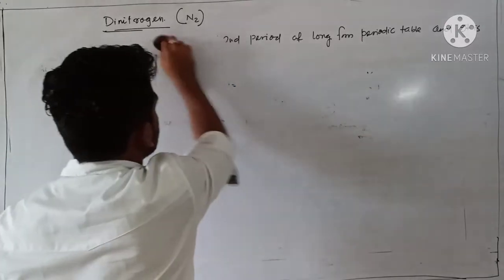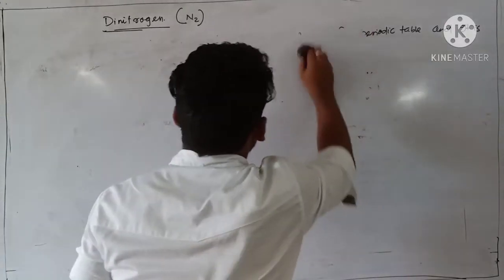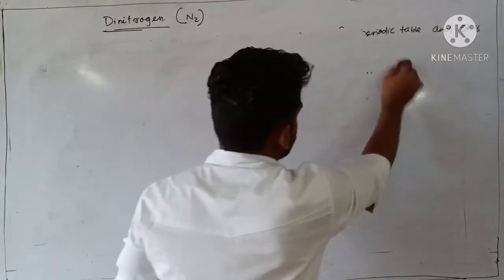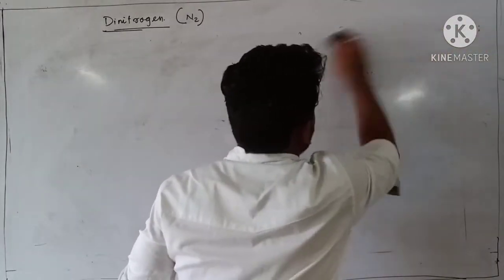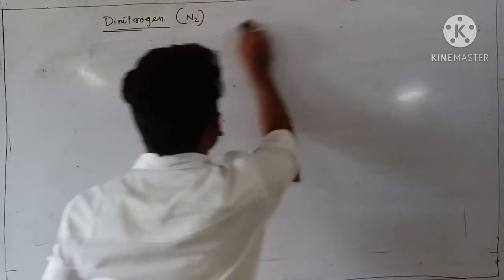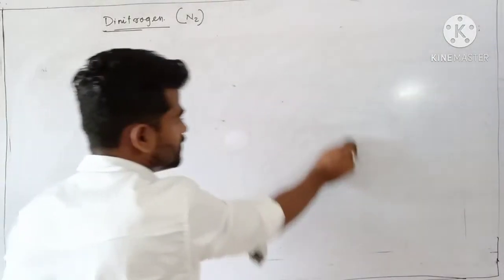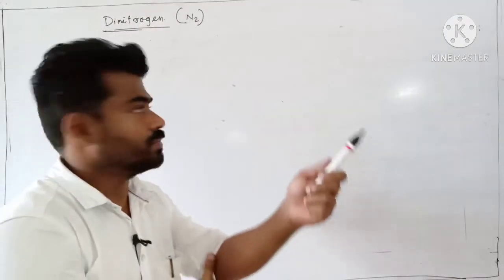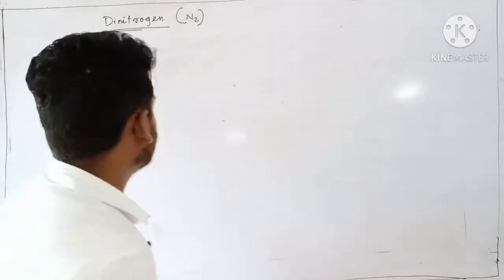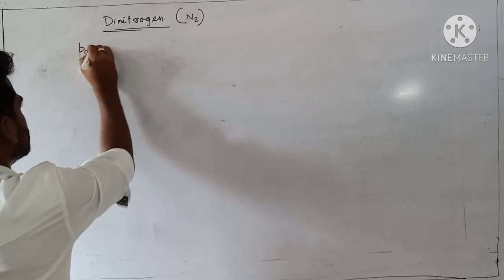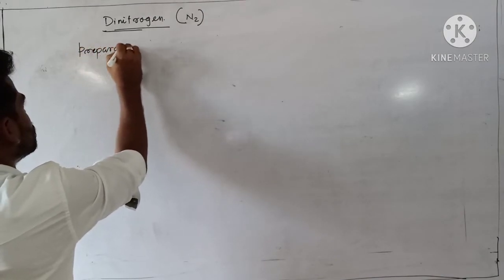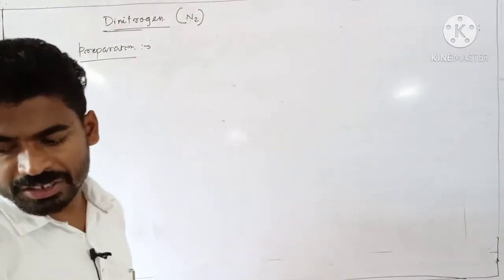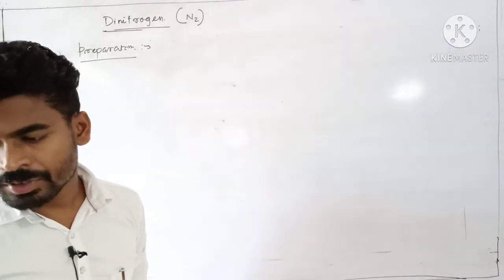As I have told you, in the group elements you have to remember the chemical reactions. Practice them several times and try your best to remember the preparations and chemical properties. No tough topic is behind them. So next is the preparation of dinitrogen.